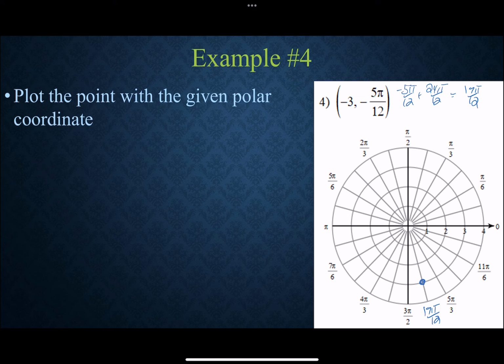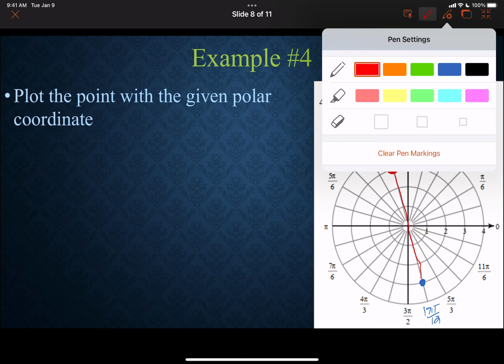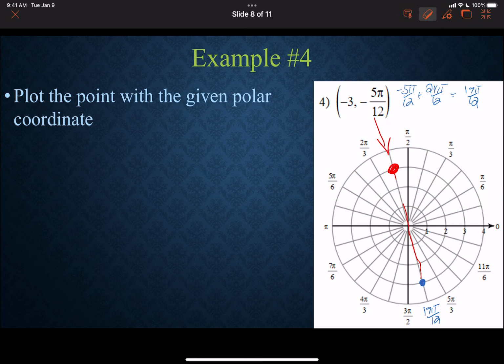Positive 3 would be right here. So then the negative 3, we travel across to the opposite side, which is right here. So the answer, the red dot, is our correct spot. All right, so obviously you would probably not want to have all that drawn there. So after you find the point based on r being positive and go across, you just erase all of that stuff. And that's our appropriate location.